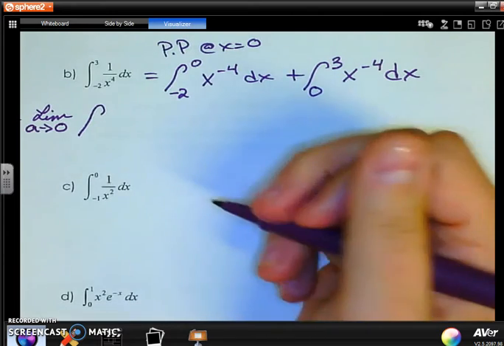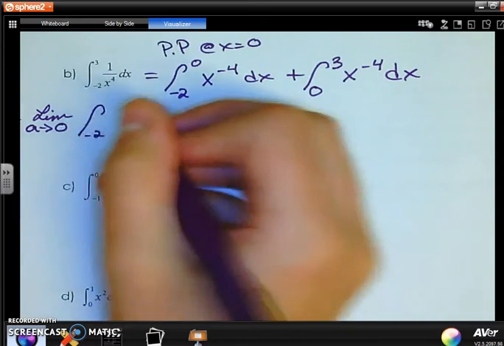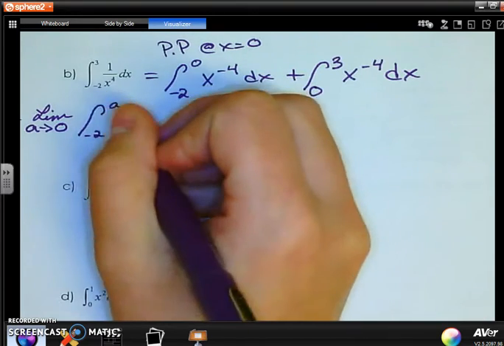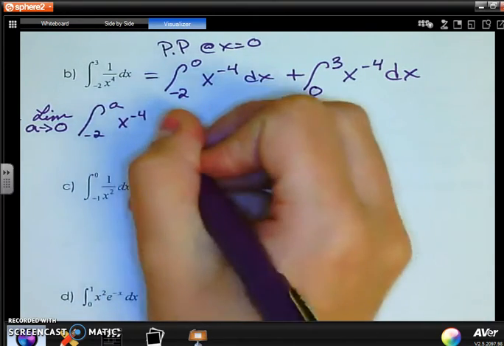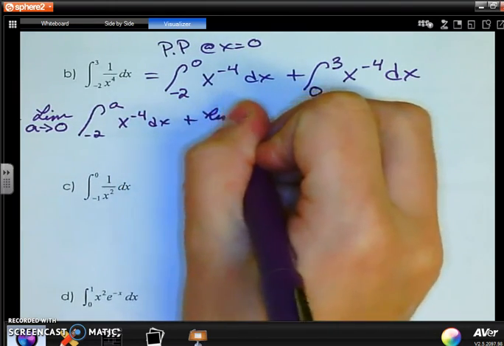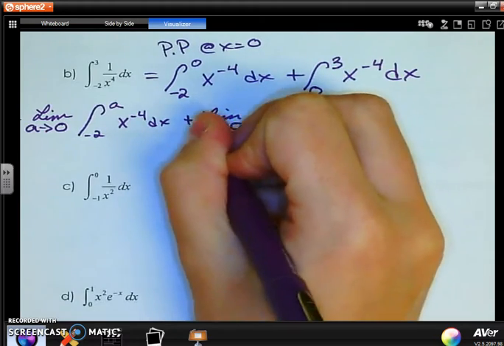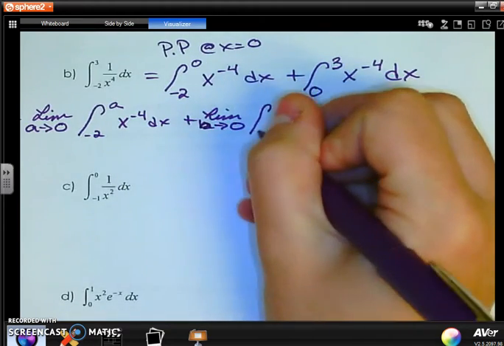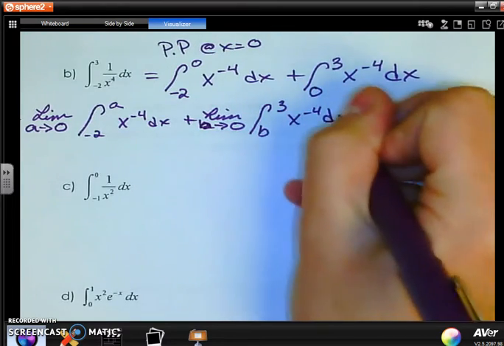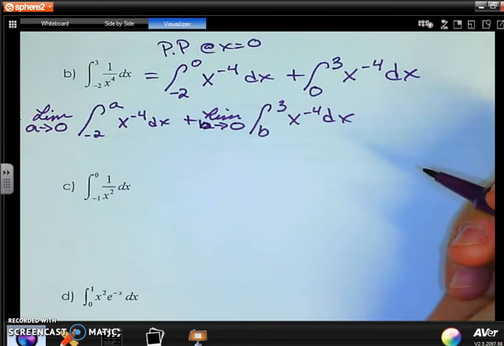So this time, we are going to have to call it a. We're going to take the limit from -2 to a, because that's the problem point, of x to the -4th dx, plus the limit as a approaches 0. Oh, we'll call it b this time. We'll say the limit as b approaches 0 from b to 3, and we'll write it like this. Okay? All right, so from there, now we are just going to integrate.